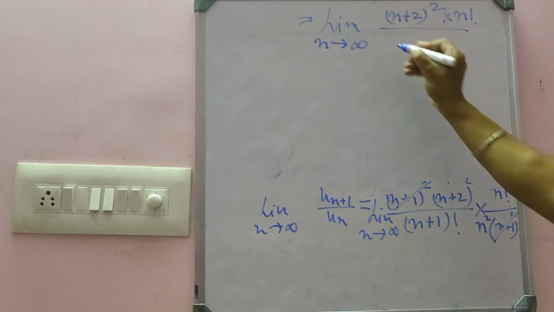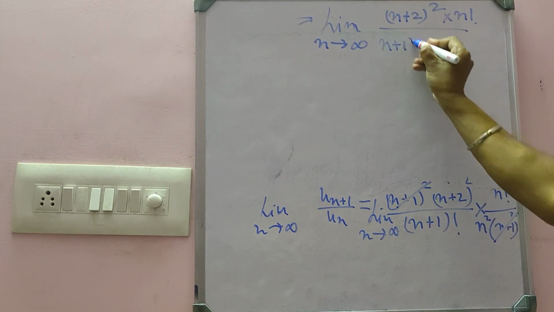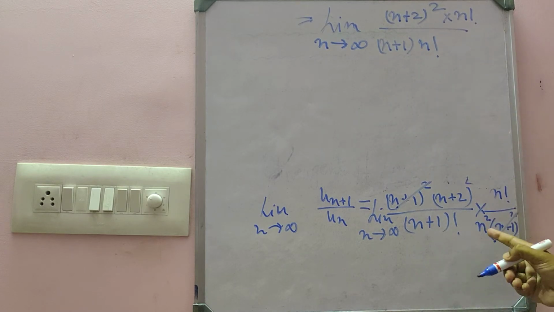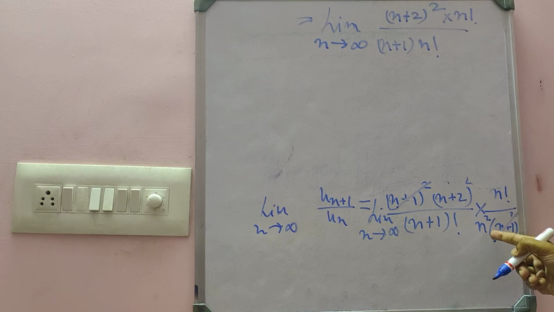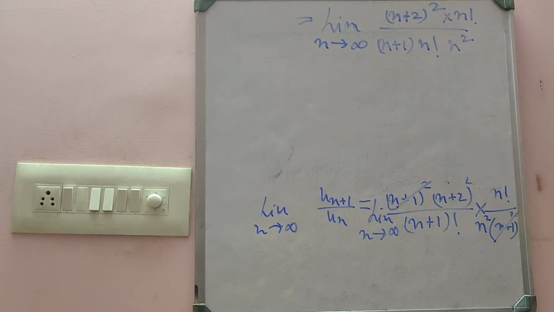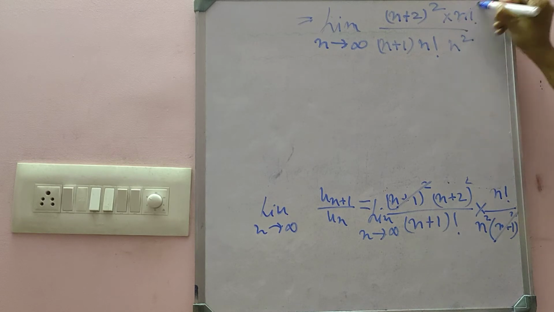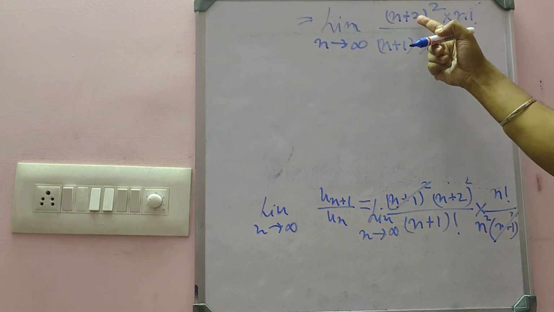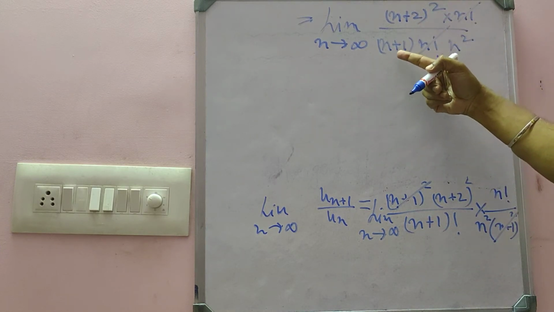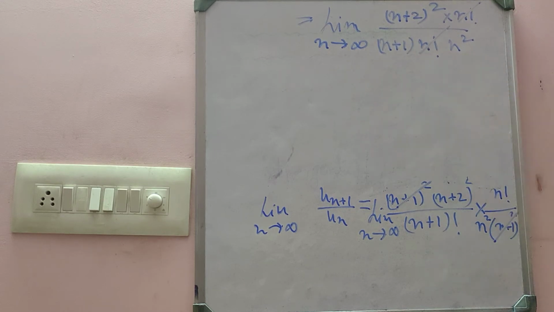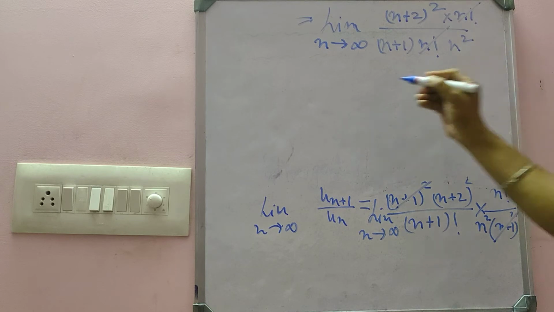N plus 1 factorial, what can we write? n plus 1 into n factorial. And this part, you already have n square. Next part: this n factorial will be cancelled out. Here you have n plus 2 square, and here you have only n plus 1, and here n square.